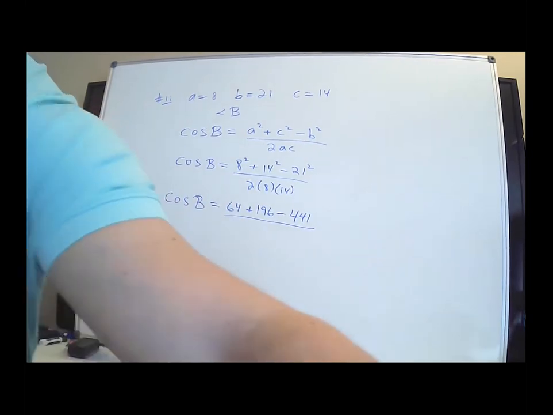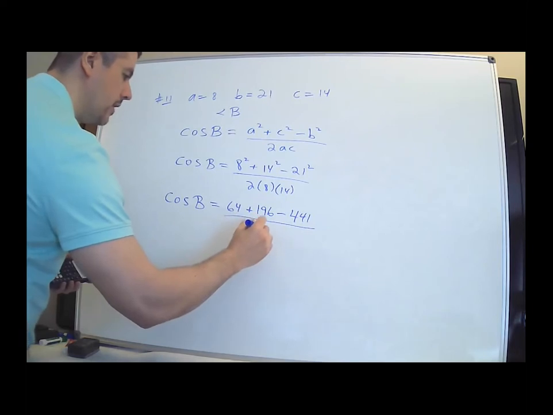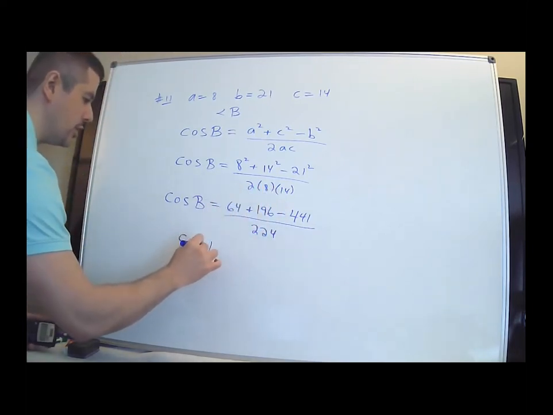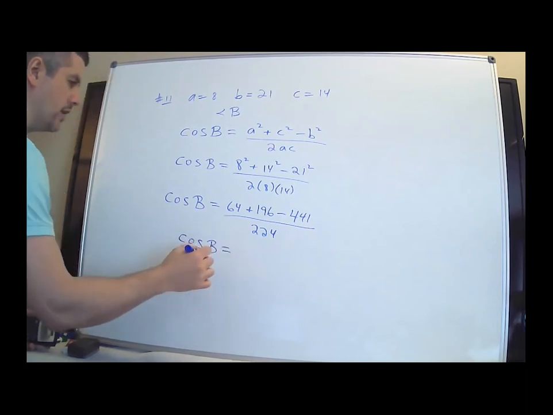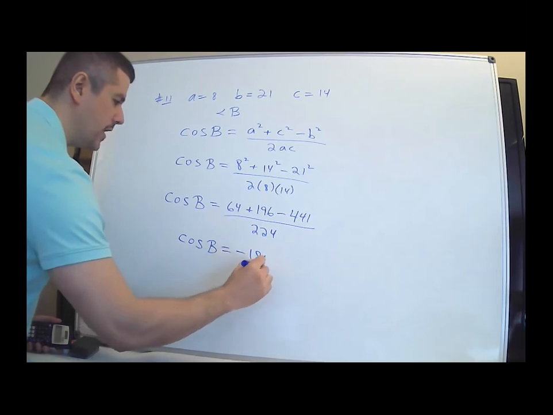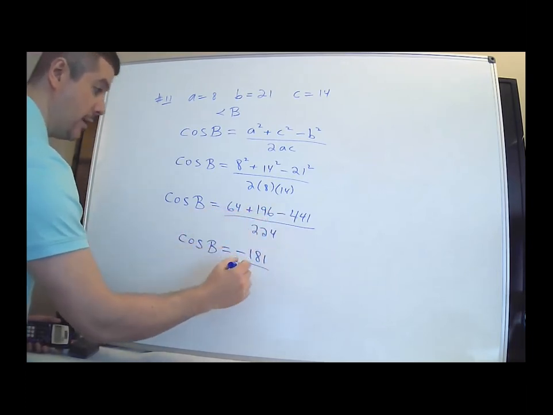I don't do all of these in my head, by the way. I was seeing these answers in the class. So 8 times 14 times 2 is 224. So now, if I'm not mistaken, from what I saw everybody showing me during the class, on the top you should get negative 181. If you do 64 plus 196 and subtract 441, again, negative number.